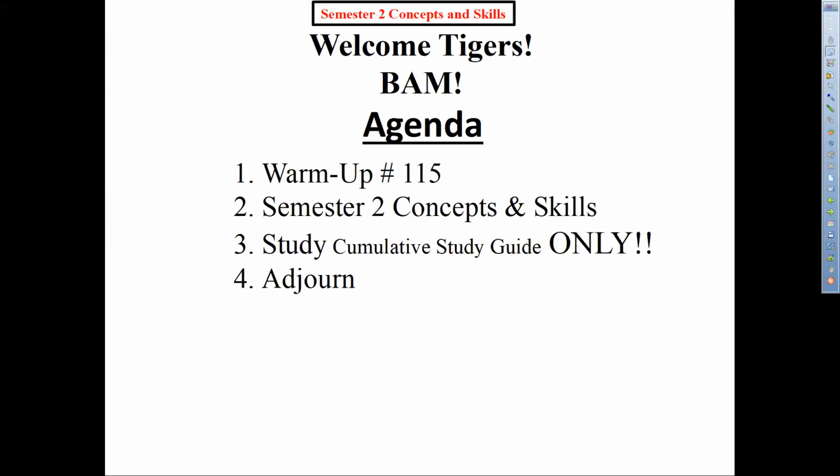Copy the agenda for today. Agenda: warm up number 115. Today we're going to finish off the study guide. So that'll give us plenty of time to study before we take the final on the 9th. What day? On the 9th. Telling everyone when we start with the final, please, so that they don't forget.